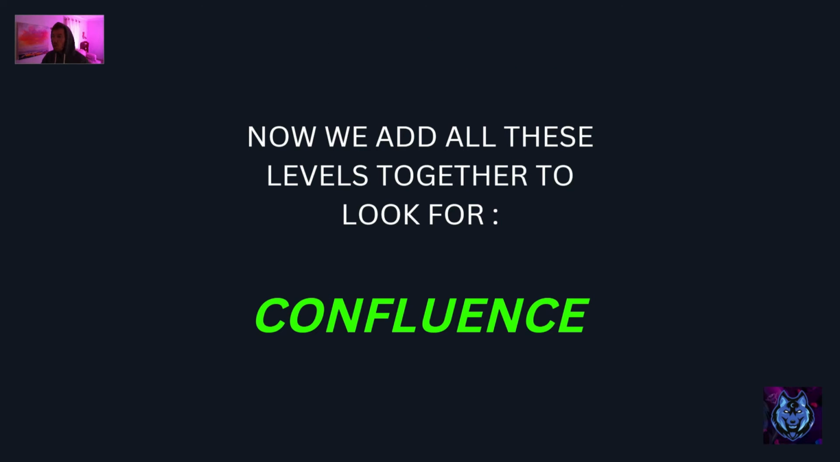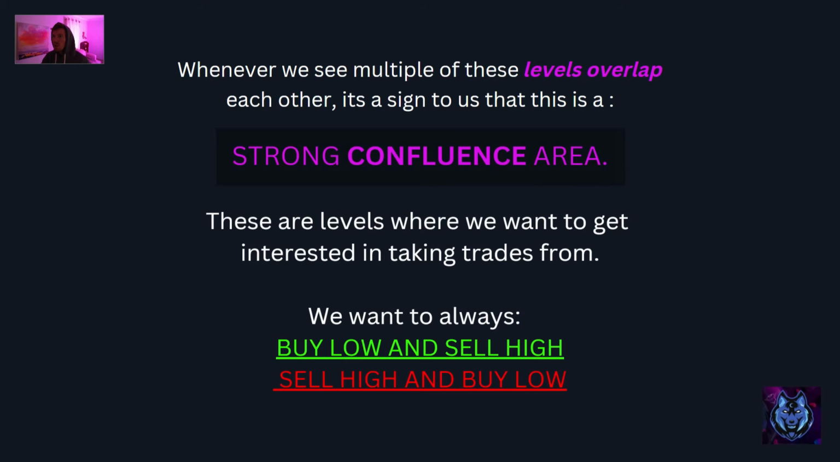Now that we have all our levels marked out, we add all these levels together to look for confluence. Whenever we see multiple of these levels overlap each other, it's a sign to us that this is a strong confluence area. These are levels where we want to get interested in taking trades from. We want to always buy low and sell high, and sell high and buy low.